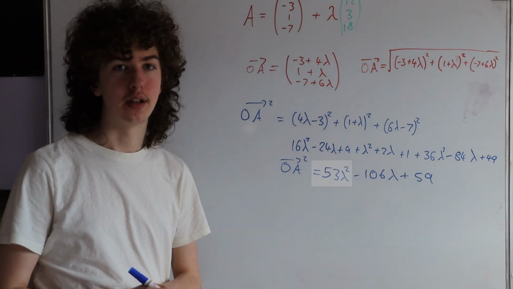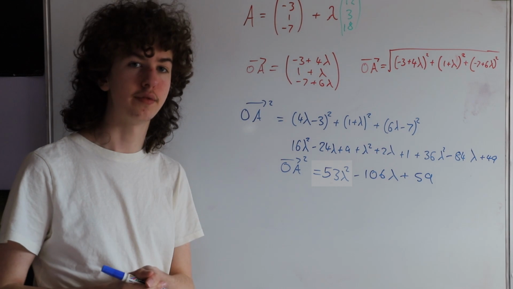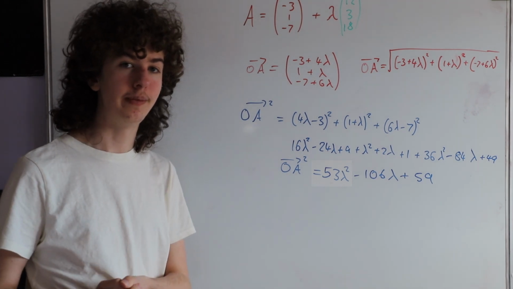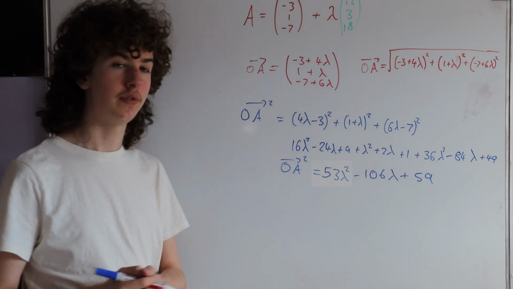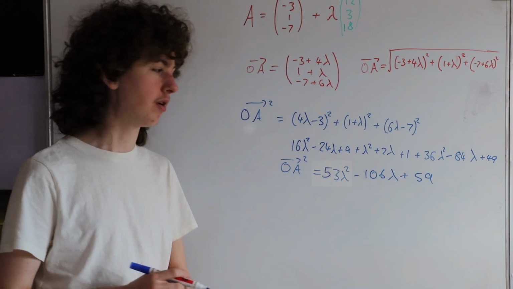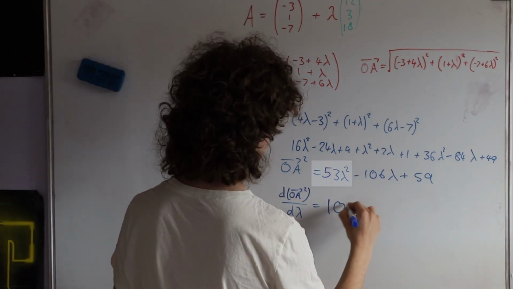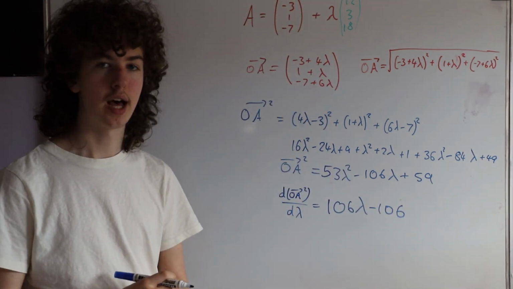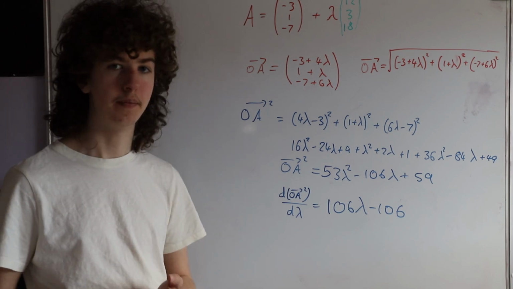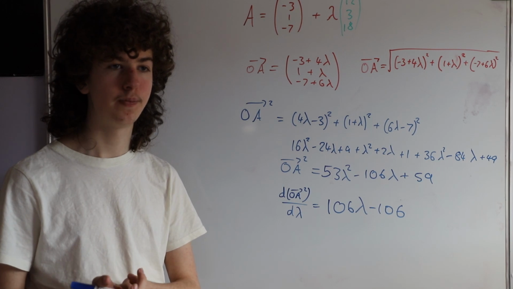Now we need to minimise this, and this is just a quadratic equation, a positive one at that, so we know it's going to be minimised when the value of dOA by d lambda is 0. Let's differentiate. This is what we get, and it's pretty easy to see that if we set this to 0, lambda is going to be equal to 1.